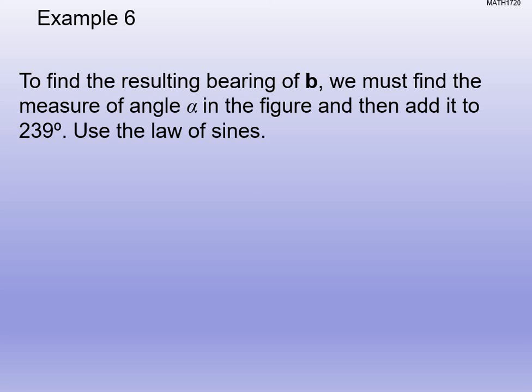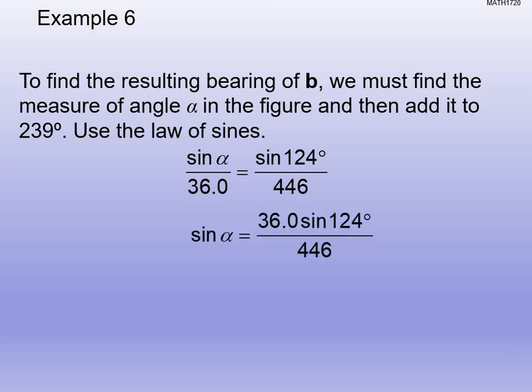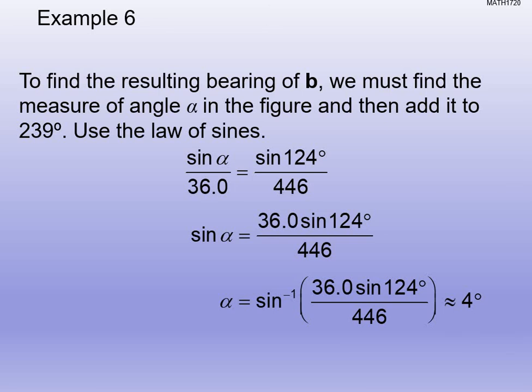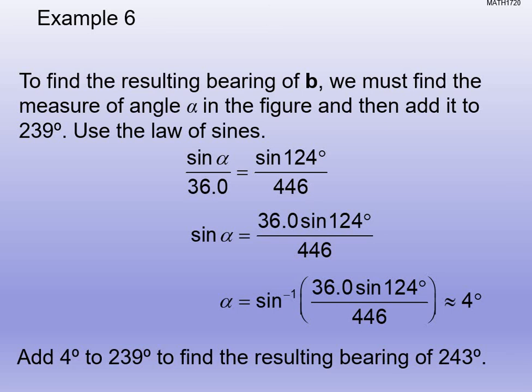Alright, so now we need to find the resulting bearing B. We must find the measure of angle alpha in the figure, and then add it to 239. So using the law of sines, sine of alpha over 36 is equal to sine of 124 over 446. Alright, and when we substitute all that in, we get 4 degrees. Okay, so that's the angle alpha, 4 degrees. Now we have to take that and add that to 239. So the total resulting bearing there is 243 degrees. Alright, because that's the new resultant because of wind.